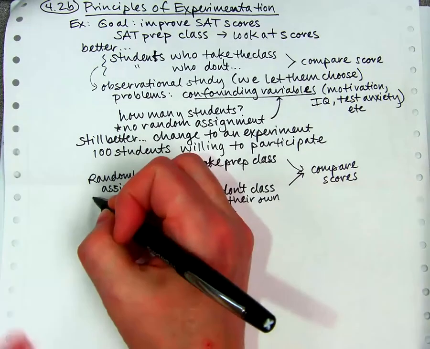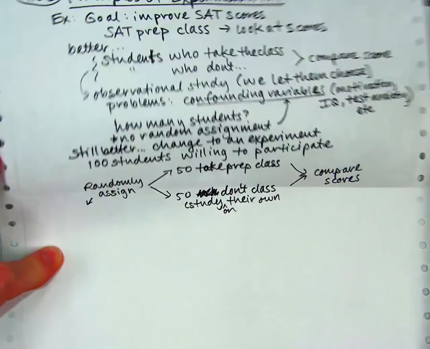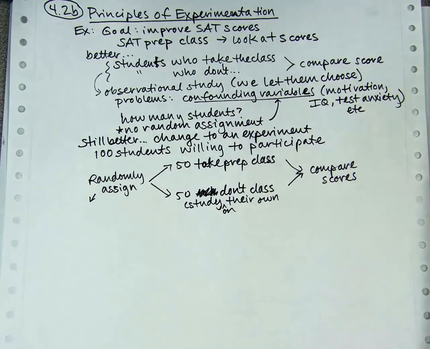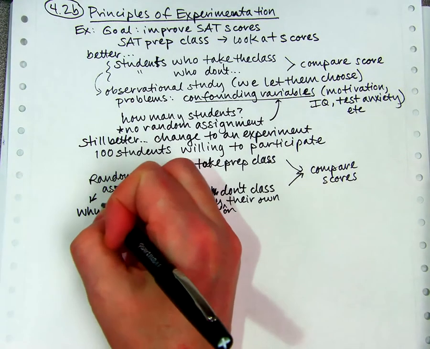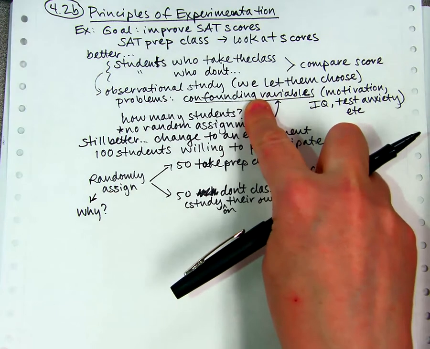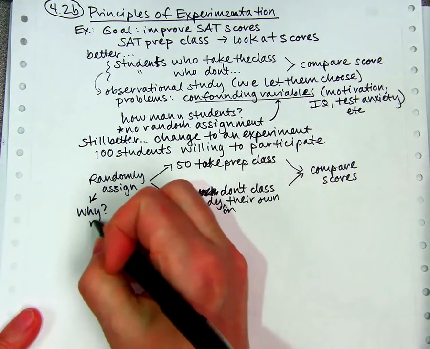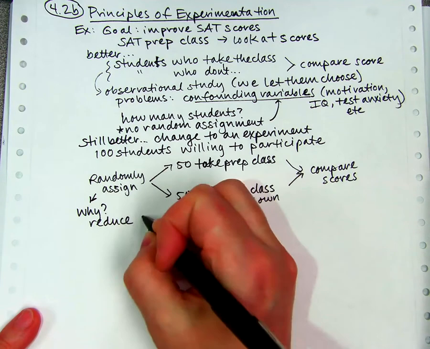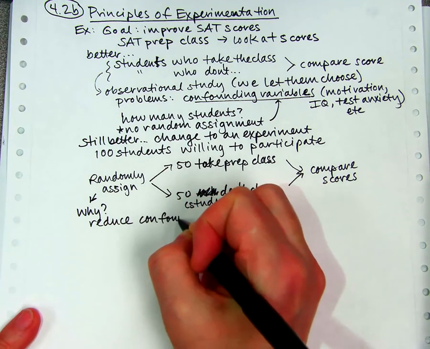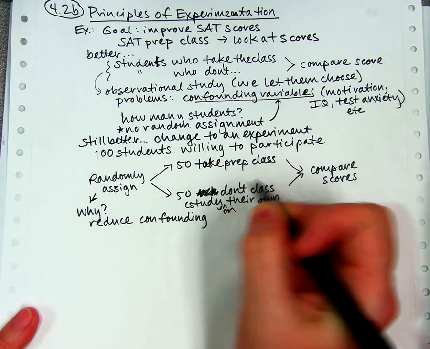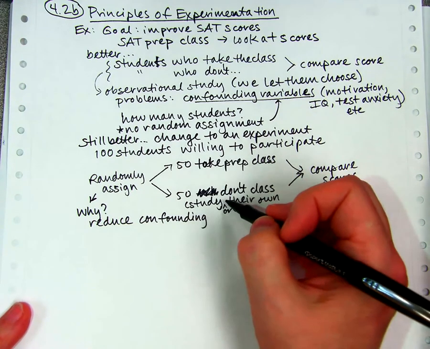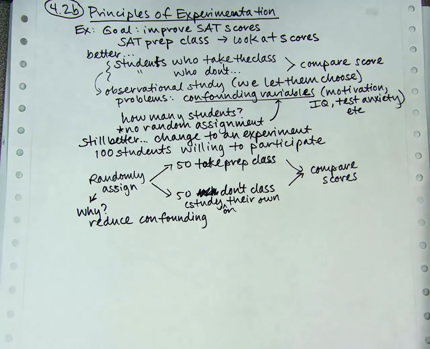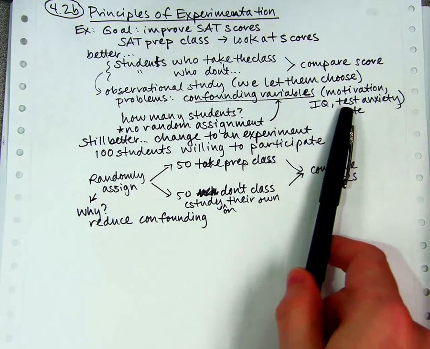And the reason why we are randomly assigning, I talked about this a little bit in 4.2a, but I want to make it even more clear right now. Why are we randomly assigning? We're doing it to reduce the confounding. So that's the main reason. And the way we're reducing confounding is we're trying to make it so the reason they're in this group is not because of anything else that might be causing a good score or a bad score. None of these things are part of it.